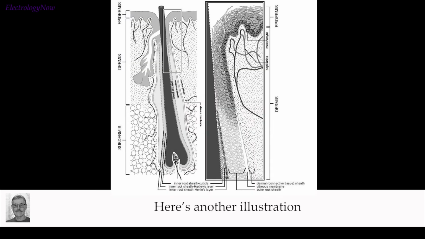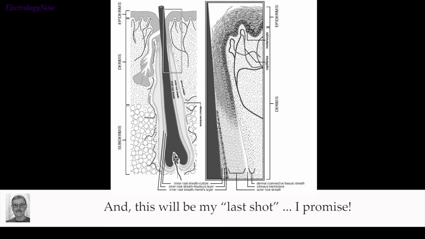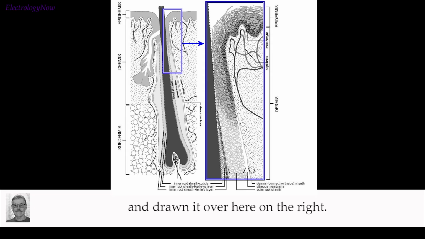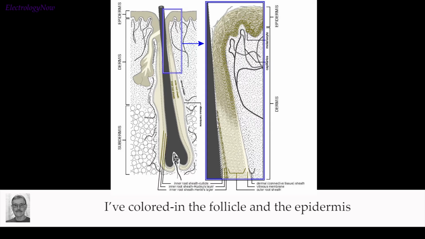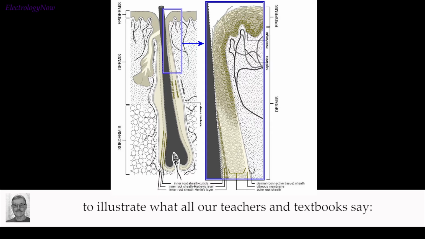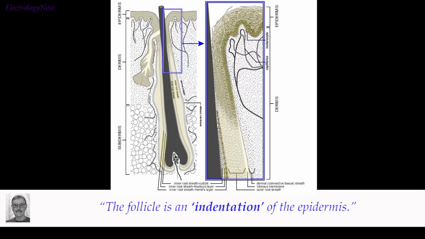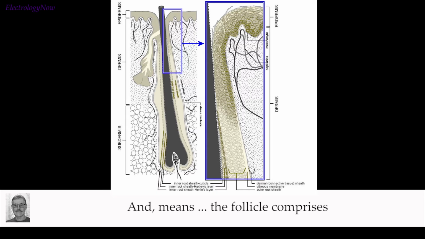Here's another illustration of what I'm highlighting, and this will be my last shot, I promise. For a closer look, I've enlarged this upper section and drawn it over here on the right. I've colored in the follicle and the epidermis to illustrate what all our teachers and textbooks say. The follicle is an indentation of the epidermis. And that means the follicle comprises all the cells and all the layers of the epidermis.